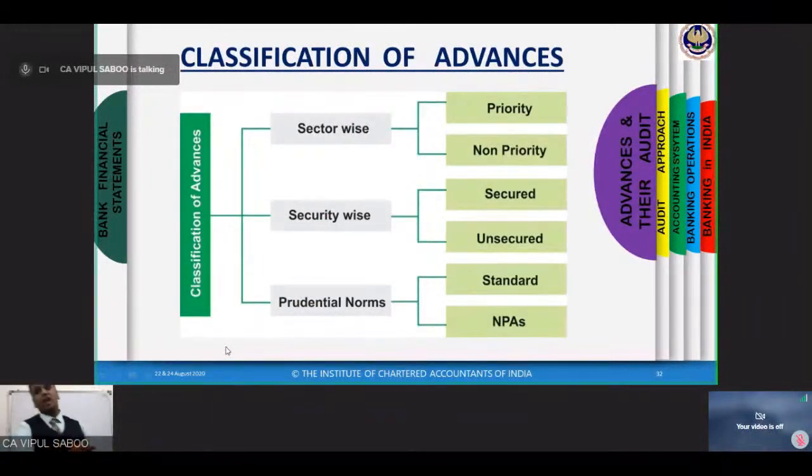Okay, coming to classification of advances. Sector wise, priority. Okay, let me take some.